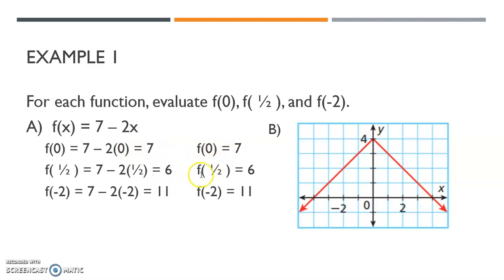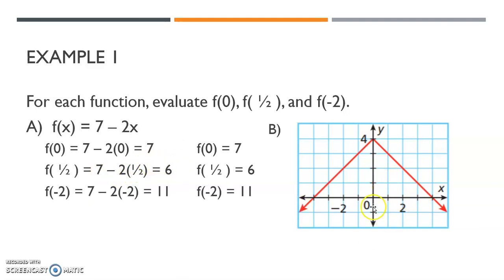And these are the answers that are actually written in function notation. So f of 0 is 7, meaning the input was 0 and the output was 7. F of 1/2 is 6, and f of -2 is 11. And all I did was I did all of these calculations. I did 1/2 of 2, and then 7 minus that number is 6.